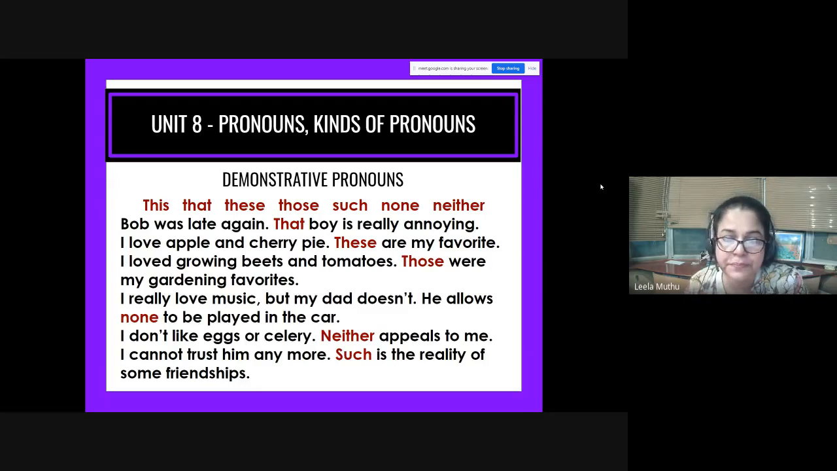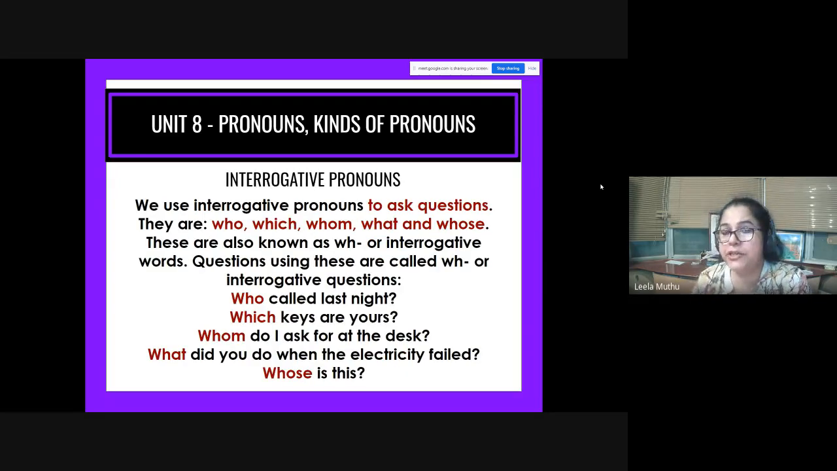Okay. So now we come to interrogative pronouns. Interrogative pronouns are used to ask questions, and they are who, which, whom, what, and whose. Okay? Now, these are also known as interrogative words, as you already learned. Questions using these are called wh-questions or interrogative questions.